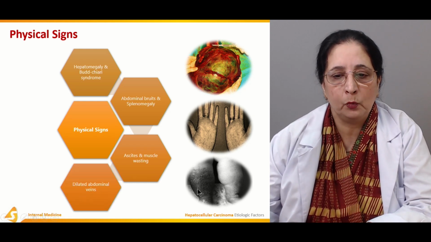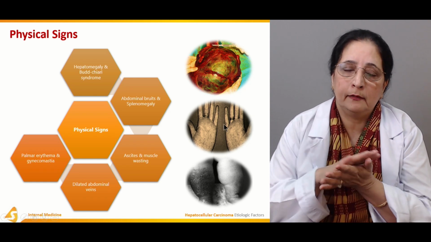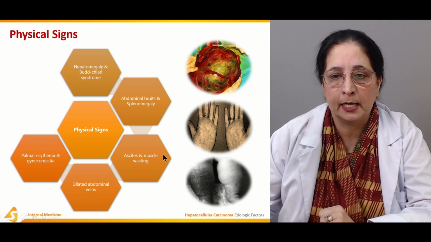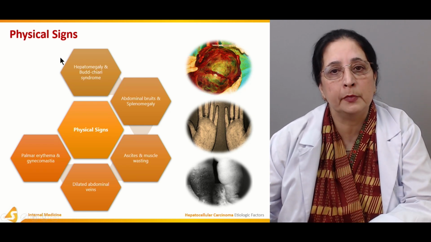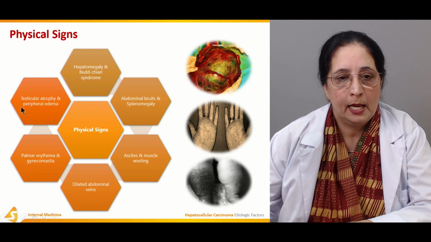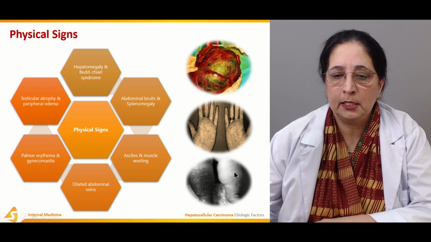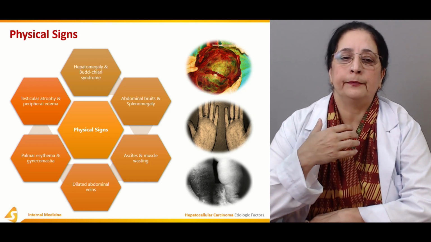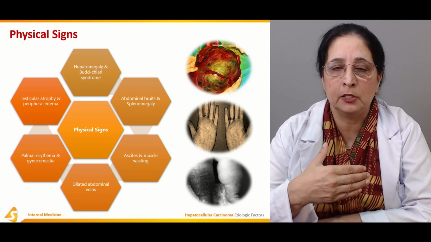Dilated abdominal veins. There is palmar erythema. You can see there is redness of the palm, palmar erythema. Rashes are present. Gynecomastia is enlargement of the breast tissue, enlargement of the male breast. And testicular atrophy and peripheral edema. You can see there is peripheral edema, the legs are all big and swollen. So all these are the signs of cirrhosis and hepatocellular carcinoma.